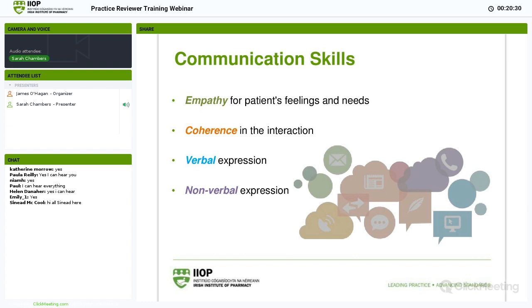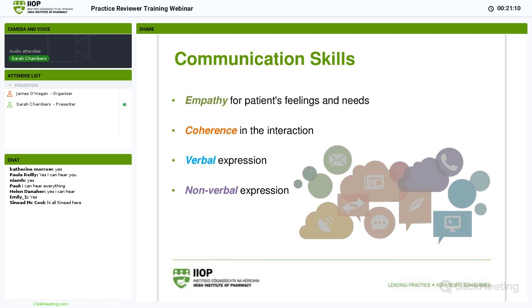In the communication skills section, we're looking at 4 key areas. The pharmacist should be able to respond to the patient's needs and cues in a perceptive and genuine manner, to demonstrate empathy for the patient's feelings and needs. They should have control of the interaction with the patient and demonstrate flexibility when required in terms of their coherence in the interaction. Their verbal expression will include things like grammar and tone, the volume of their voice, the rate of speech, while the nonverbal expression will include things like eye contact, gestures, and maybe the use of silence.